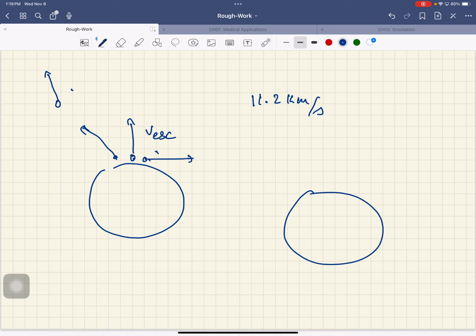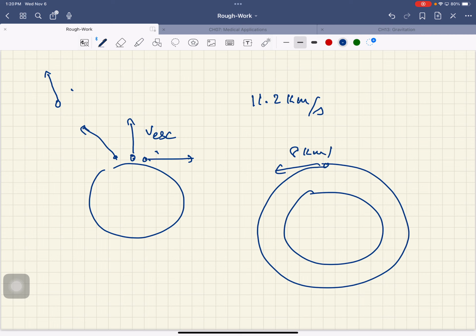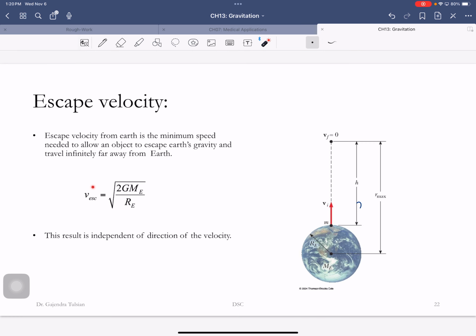So here's an interesting fact. The space station is going at 8 kilometers a second. Any bound object, and the space station is bound to Earth, has a speed less than the escape velocity, and that's why it's bound. So the escape velocity at this distance from this object is given by that formula. The escape velocity from the surface of this object is that.